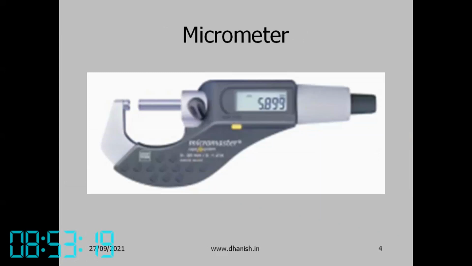And next is the micrometer. So in the micrometer, the object to be measured is placed here. And what is the measuring principle? We are comparing with the rotation of the screw. So we rotate this thimble and the screw moves along an axial direction.